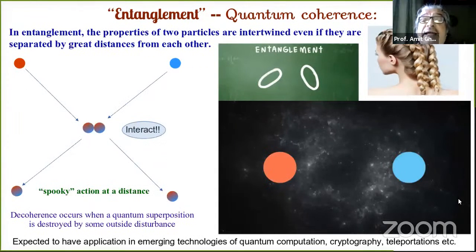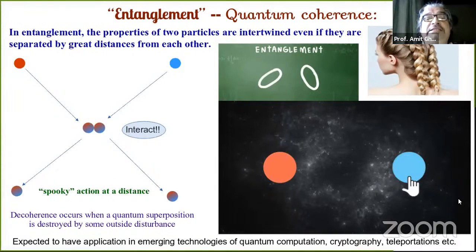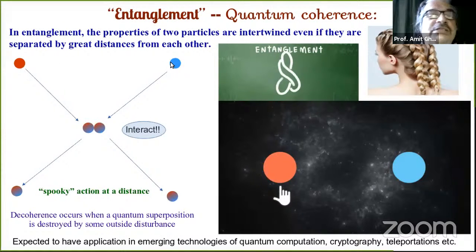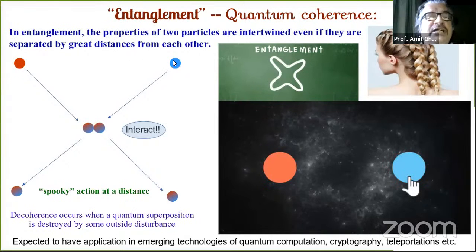All right, so that is about superposition. What entanglement is, is something very exciting. Let's say you have two objects which are classical: a red ball and a blue ball, which are not interacting.